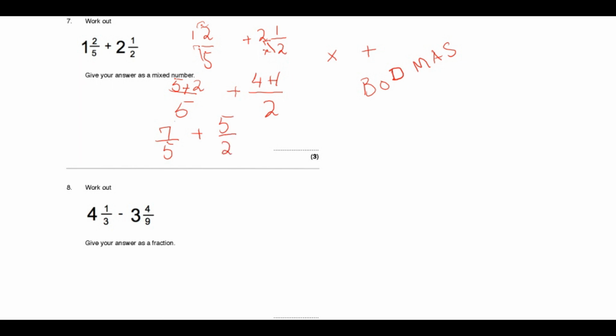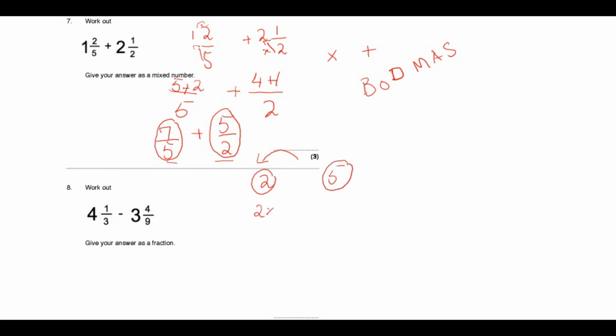Okay, so now this is solved. Mixed fraction is done. But still there is a problem. We need to add these fractions, and for adding the fractions, you need to make the denominators equal. So we have 2 and 5. Going into the small number, you cannot find 5 in the times table of 2.